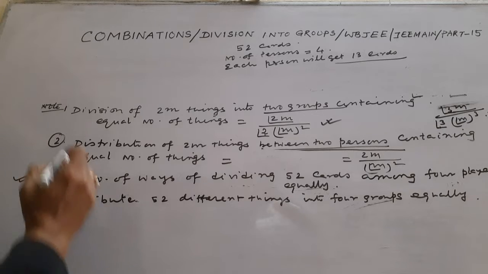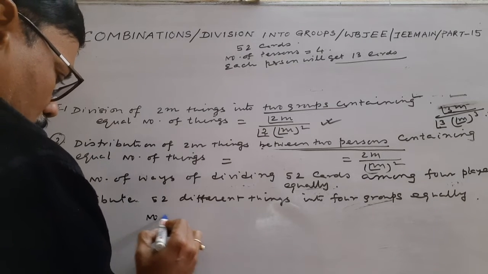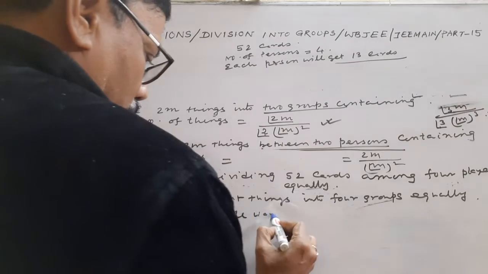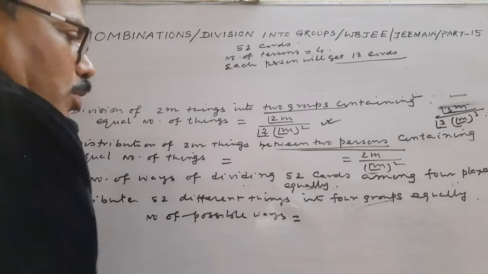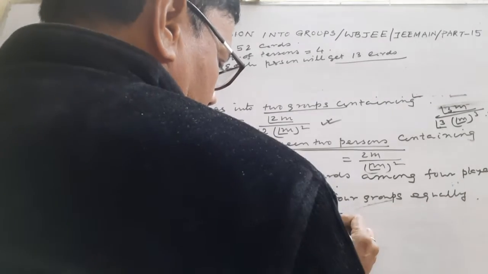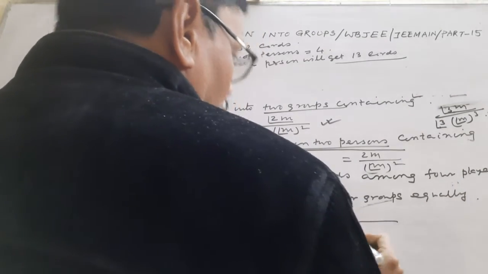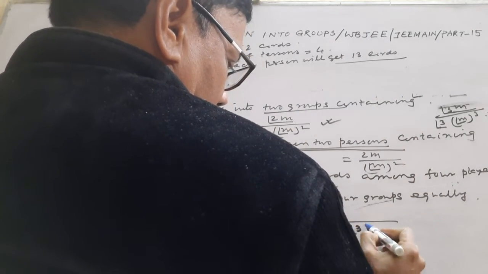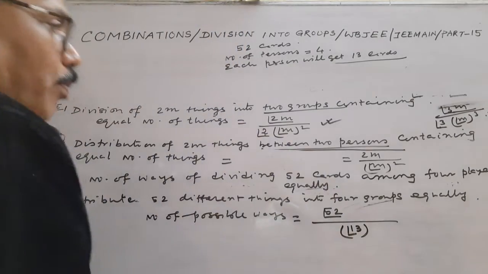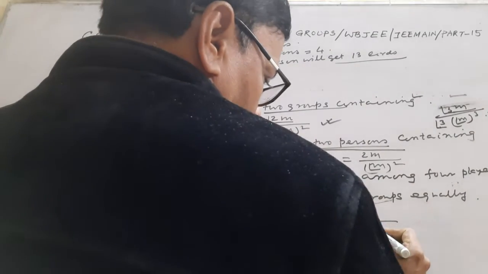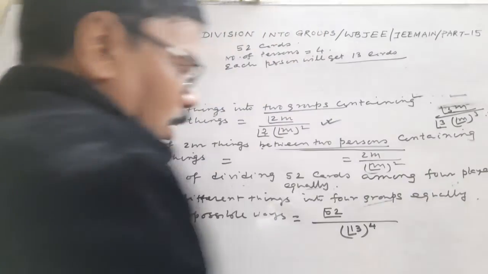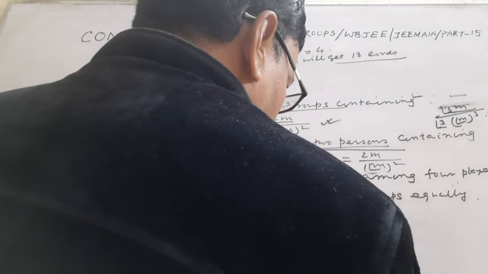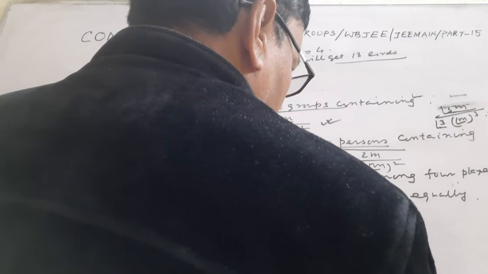So the number of possible ways. The total number of things is 52. Each group has 13 cards, and the number of persons is 4. So factorial 13 multiplied 4 times. So factorial 13 to the power 4.